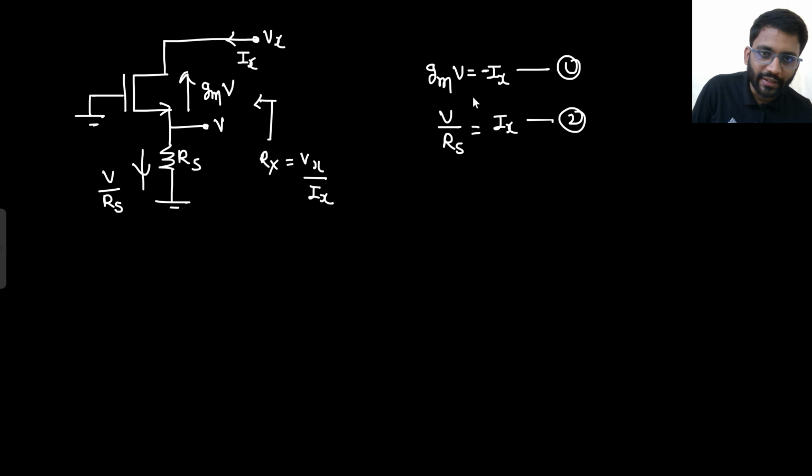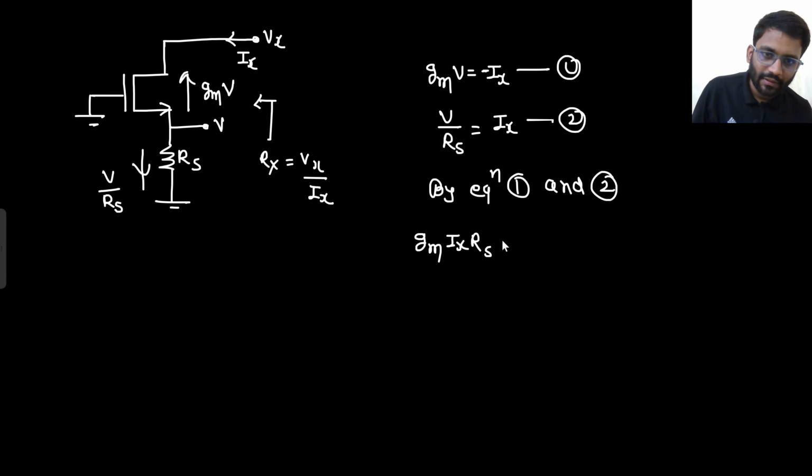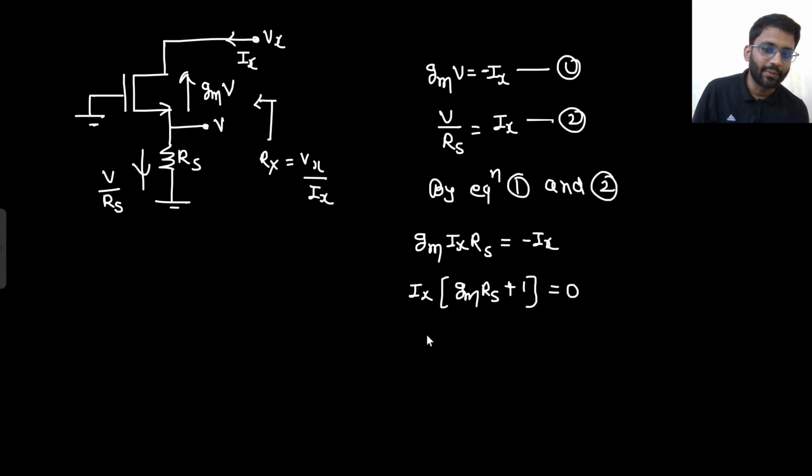Then what do we understand here? What we can do? We can replace by equation 1 and 2. What will happen? I can replace V with IX into RS. I am replacing V with IX into RS is equal to minus IX. So IX will be GMRS plus 1 is equal to 0. So what did I get to know here? My IX is 0.